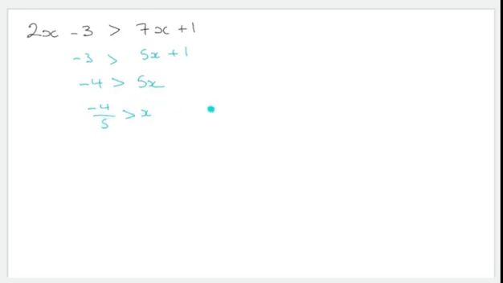So imagine, we'll start off with a basic inequality. In terms of solving this inequality, taking away 2x from both sides, of course, greater than 5x plus 1. Taking away 1 from both sides, we're left with minus 4 is greater than 5x, and then minus 4 over 5 is greater than x. Or you can write it as x is less than minus 4 over 5. So that's one way of writing it.